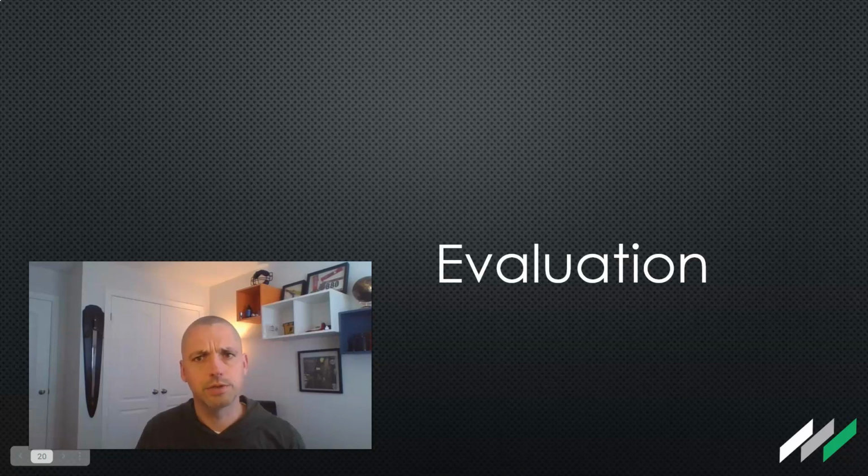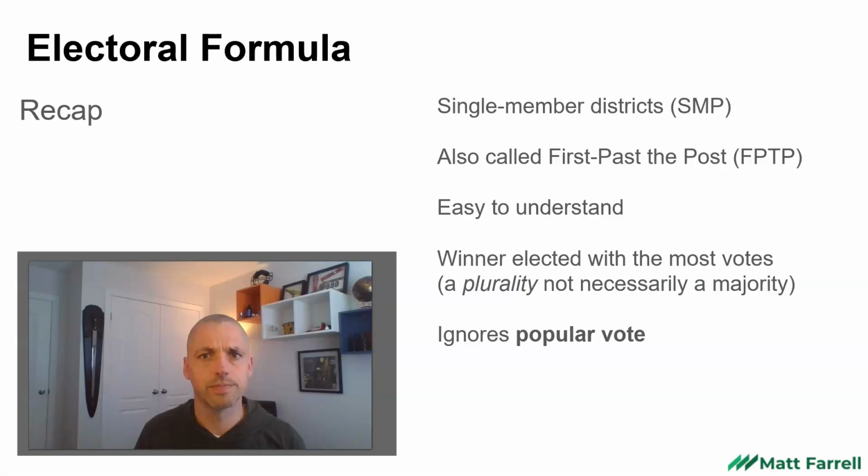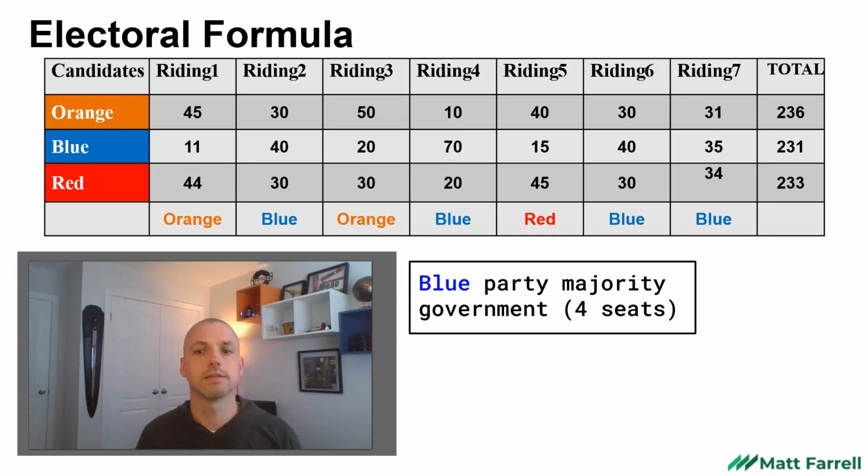In this video, we're going to evaluate how Canada's electoral system actually functions. If you recall, we talked about Canada's single-member districts, a very easy-to-understand system that's sometimes called first past the post. You win with a plurality and not a majority, which can pose some problems because it ignores something called the popular vote. Now, what exactly is the popular vote?